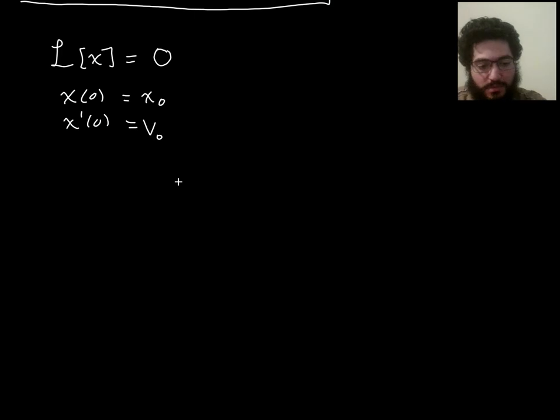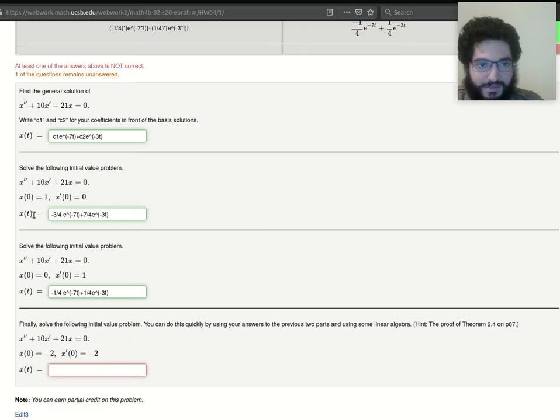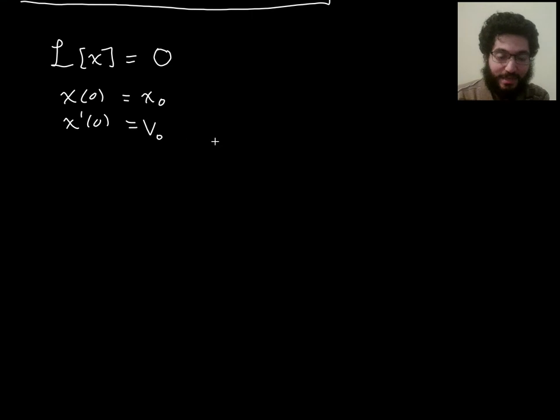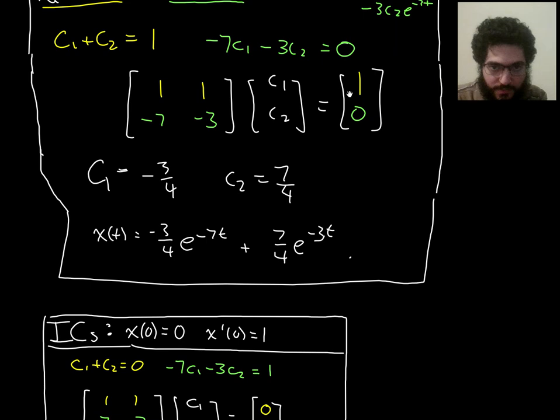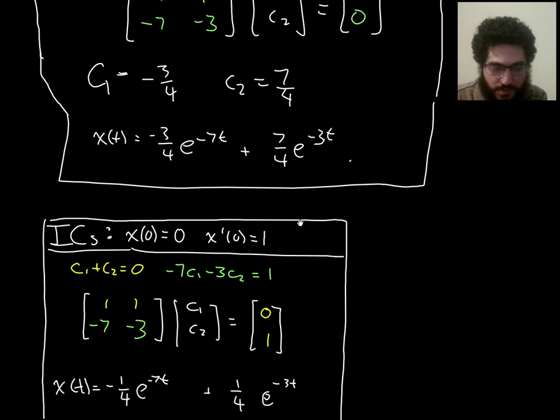Well, one thing you can do is do what was done here. Solve it with x naught being 1 and v naught being 0, and then solve it with x naught being 0 and v naught being 1. So that's what we did. So we found two possibilities. This one for the 1-0 situation and this one for the 0-1 situation.